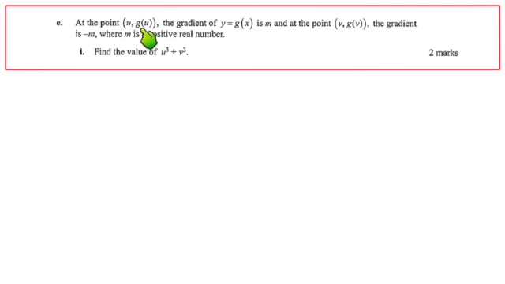At the point u, g of u, the gradient of this function here is m, and at the point v, g of v, the gradient is minus m, okay, the negative. Where m is a positive. Okay, we better remember that. Positive real number. Okay, look at this.